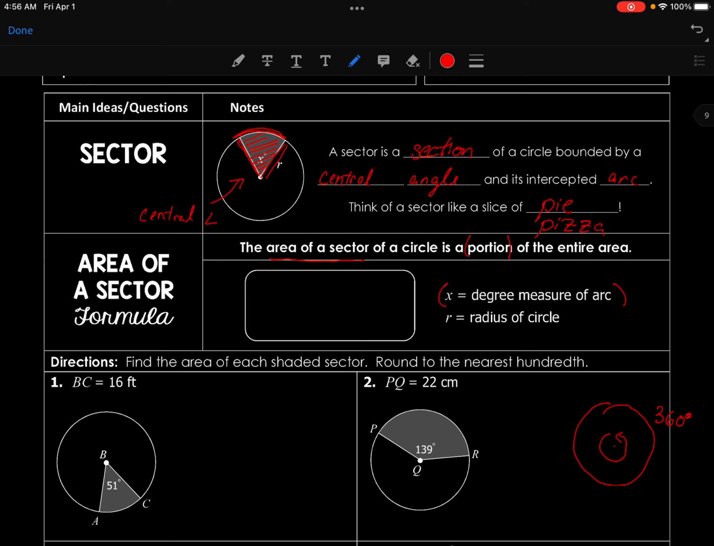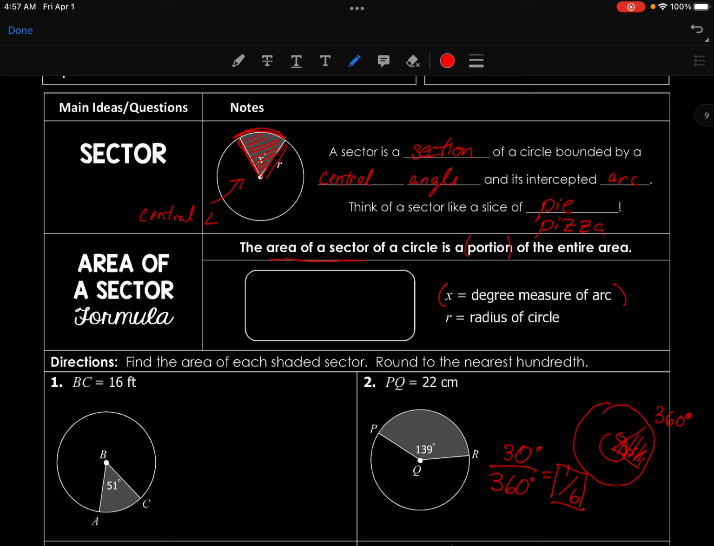So let's say you only have a 30-degree portion or sector right here. That means the ratio of the circle that you have is 30 divided by 360, which is 1 over 6. And you're going to use this idea to find the area of a sector.